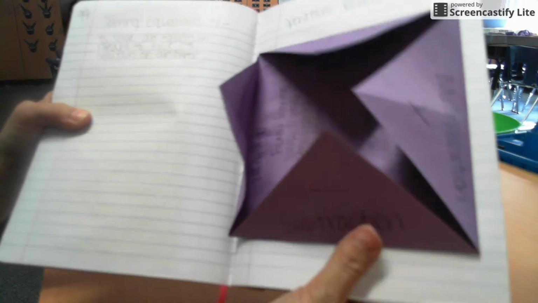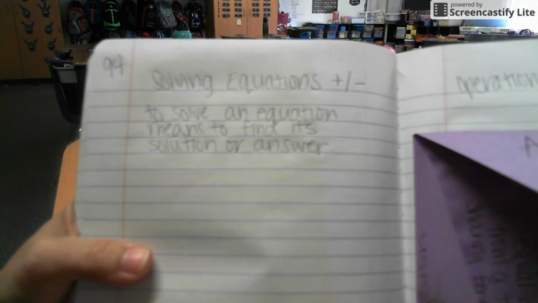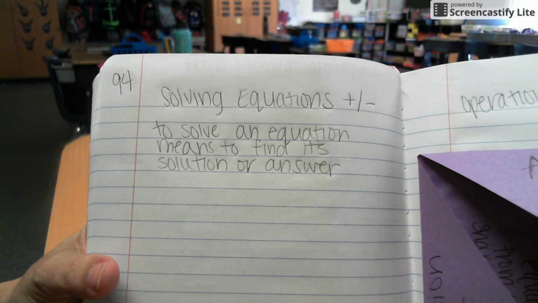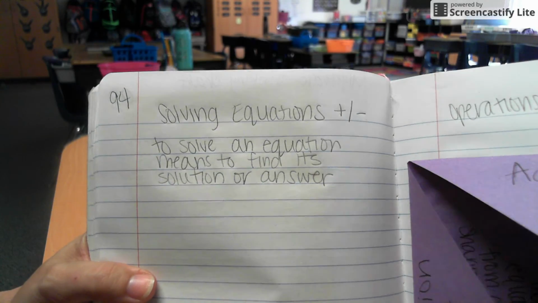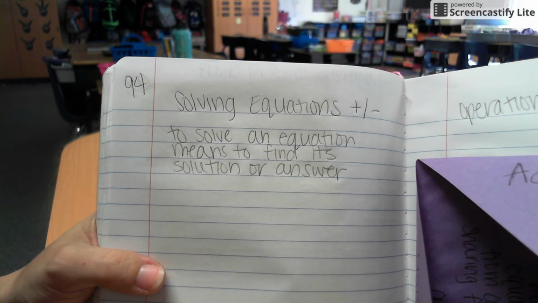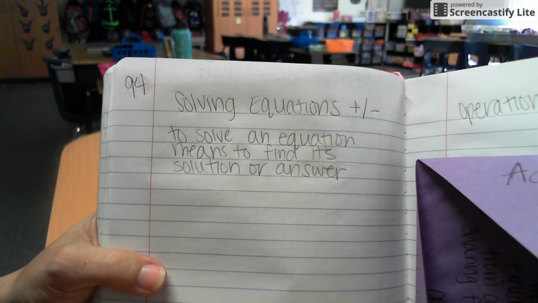All right, once you have that glued down, let's go to page 94 and title it Solving Equations for Addition and Subtraction. So to solve an equation means to find its solution or answer. So go ahead and write that down, and then I'm going to give you some to solve.